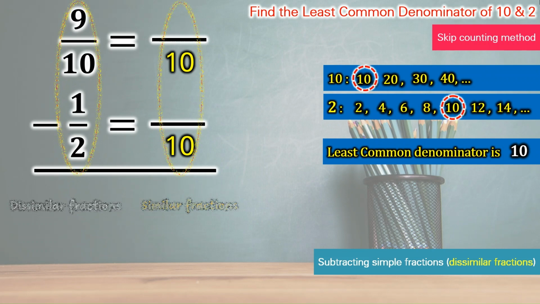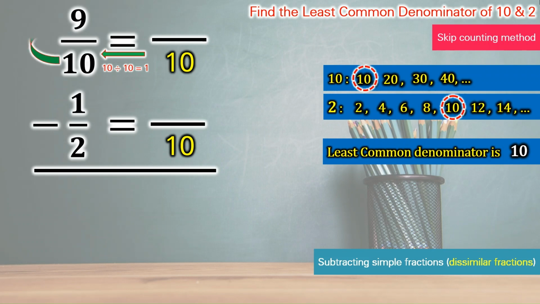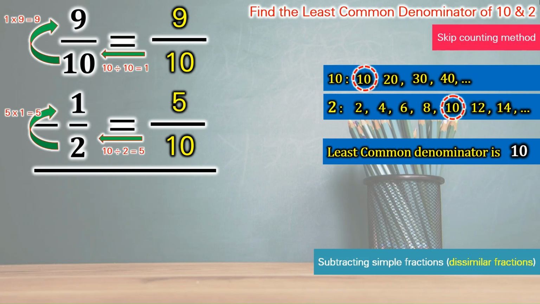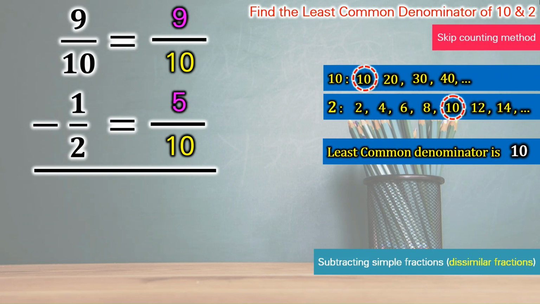Let's do it. 10 divided by 10 is equal to 1. 1 times 9 is equal to 9. 10 divided by 2 equals 5. 5 times 1 equals 5. We can now subtract the numerators, 9 minus 5, to get the difference of 4. Then copy the common denominator.